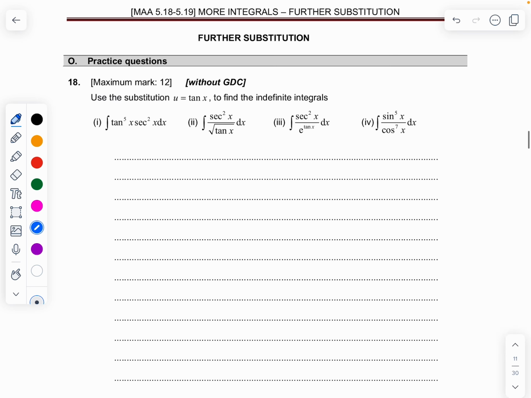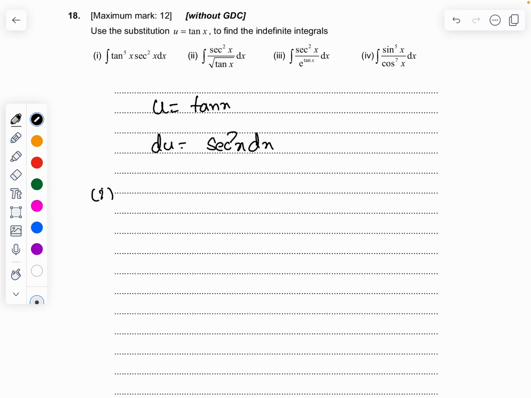Now question number 18. Use the substitution u equal to tan x to find the definite integral. So u equals tan x. So du equals secant square x dx. So what does the first part become? U to the power of 5 du. Which will become u to the power of 6 upon 6 plus c, which is tan x whole to the power of 6 upon 6 plus c.